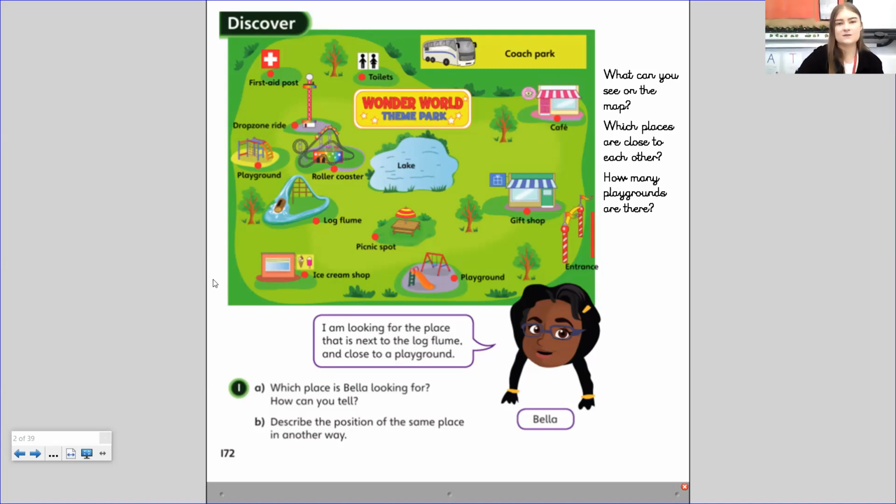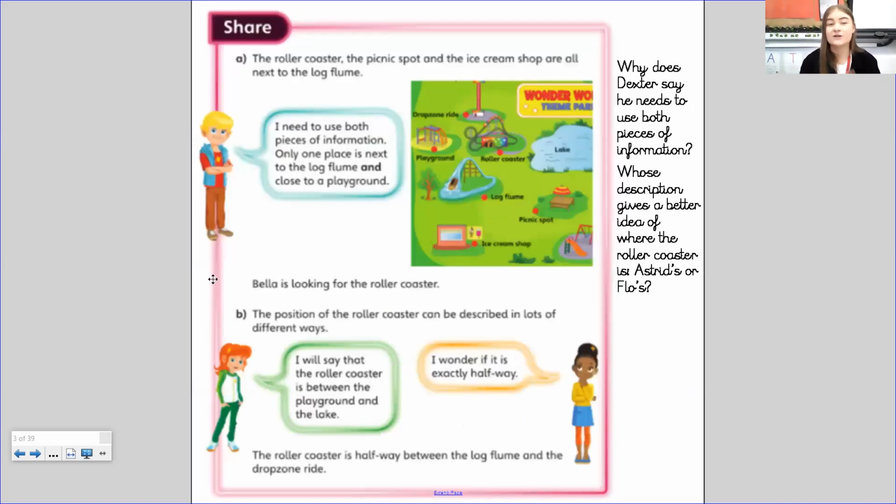Okay, so the next question, sorry, not the next question, just going through it. So Dexter says that we need to use both pieces of information, and I did put the question here, why do we need both pieces of information? But we've kind of answered it. So because we've kind of already answered it, do you think you can say it again but better? Whatever you said in the first slide, can you say it again but better and explain why Dexter needs to use both pieces of information? The log flume and the playground.